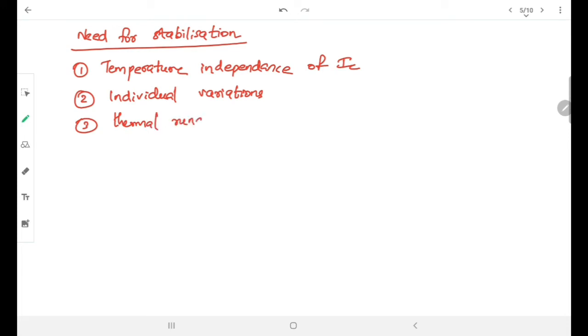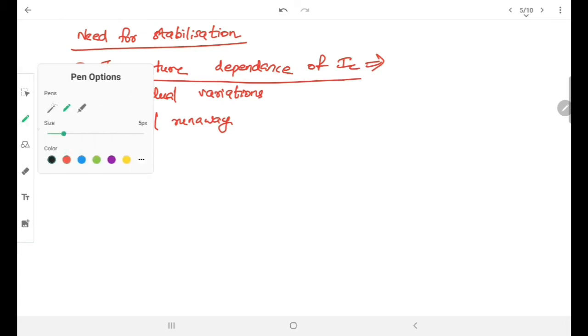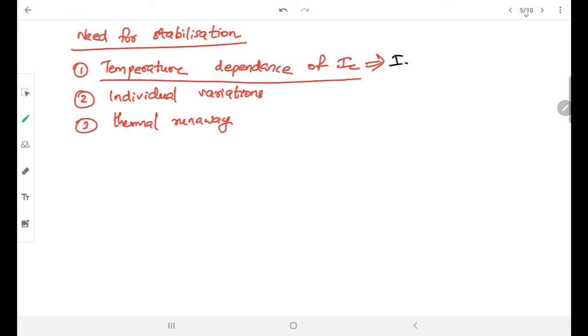Thermal runaway. So what is the temperature dependence of IC? First we are discussing that. Temperature dependence of IC means that we know the expression for IC. What is the expression for IC? In the case of common emitter amplifier, IC is equal to beta IB plus ICEO, that we discussed.